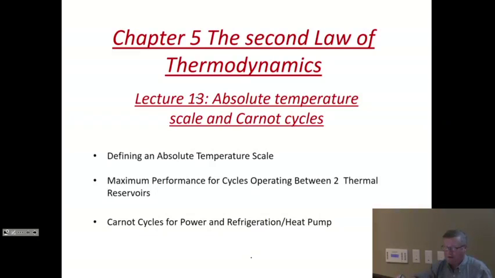Now we're going to get to lecture 13, which is another lecture based on chapter 5, the second law of thermodynamics. What we will see now is how we can use what we learned to define an absolute temperature scale. We will derive equations for the maximum possible performance of cycles operating between two thermal baths, two thermal reservoirs, and then we will show you what exactly these cycles are. They're called Carnot cycles. We'll show you Carnot cycles for power and Carnot cycles for refrigeration.